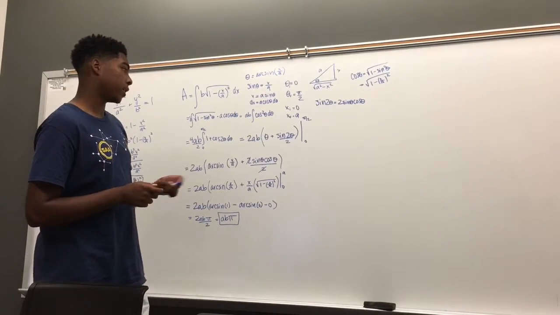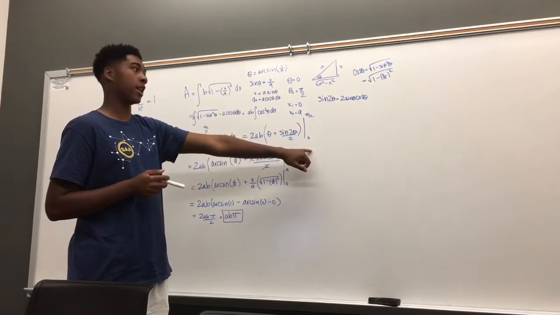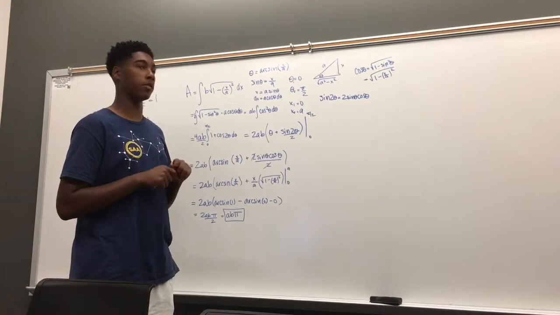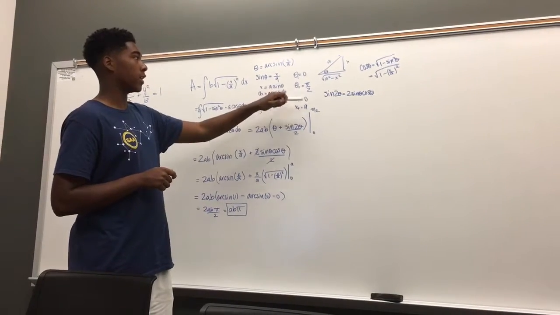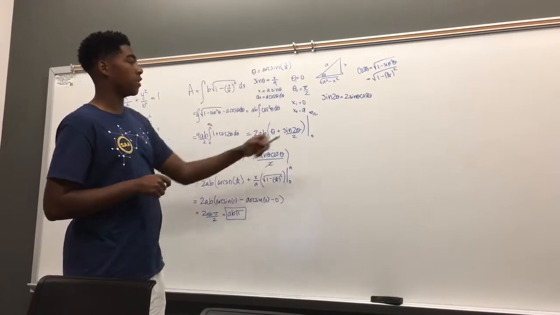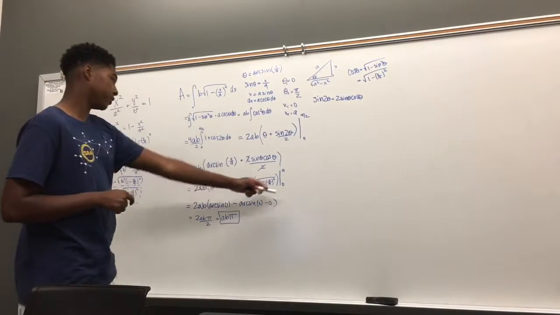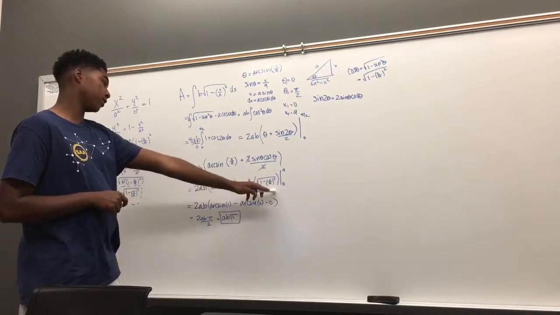And then you can also change the bounds. Originally it was from theta equals 0 to theta equals pi over 2 over here. Plugging back in, you get from x equals 0 to x equals a. And so you flip the bounds here, and this is what you get.